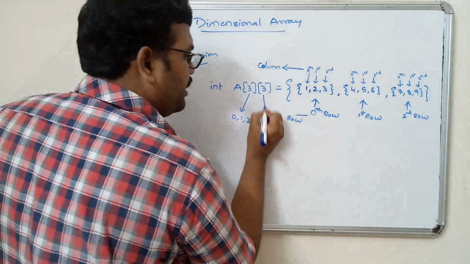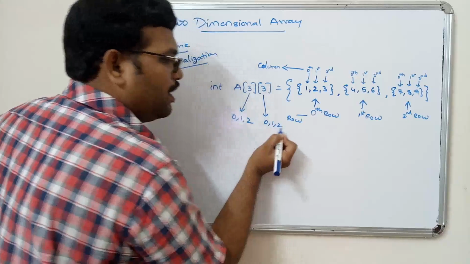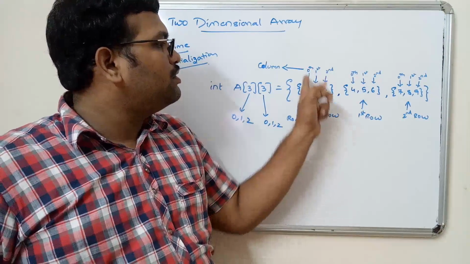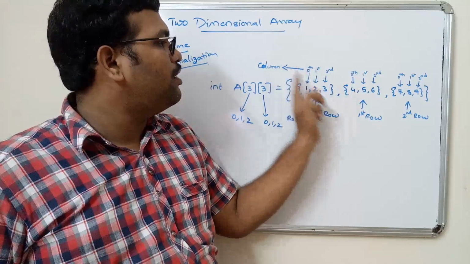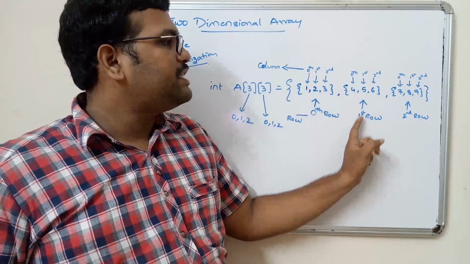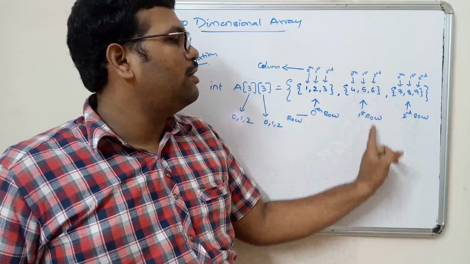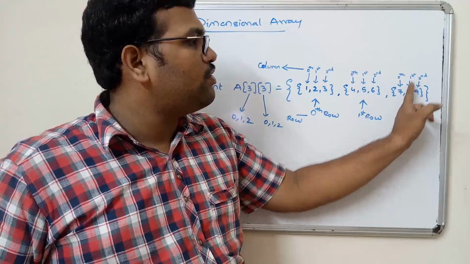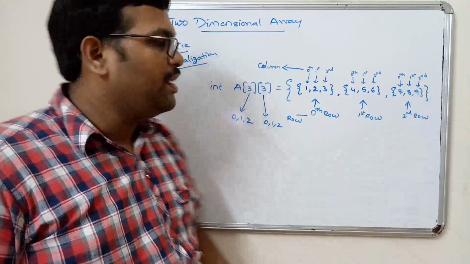So 3 rows, and here also 3 columns, that is 0, 1 and 2. 0th row, first row, second row. 0th row, 0th column. 0th row, first column. 0th row, second column. First row, 0th column. First row, first column, and first row, second column. Similarly, second row, 0th column. Second row, first column, and second row, second column.